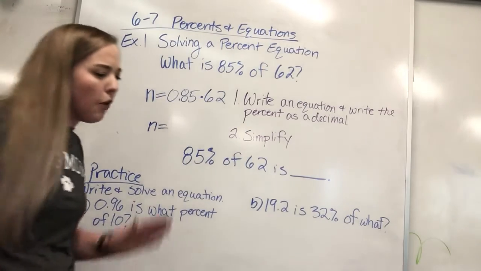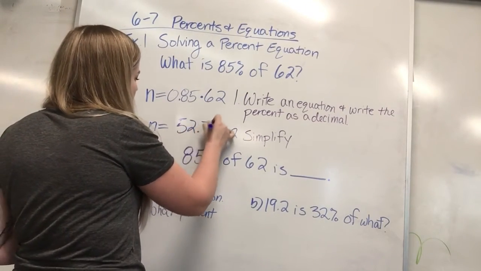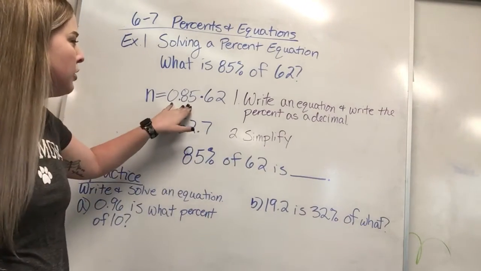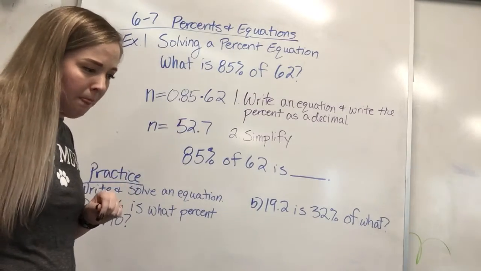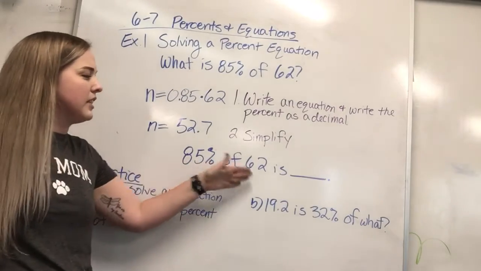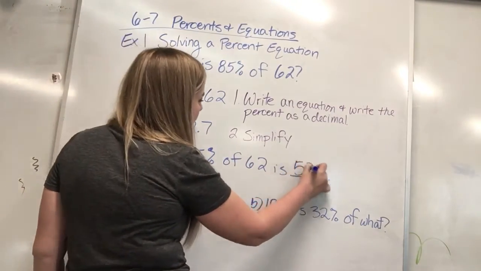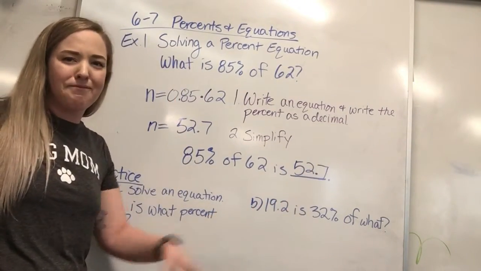All right, so what you should have gotten, hopefully we did, fingers crossed, is 52.7. So again, when you multiply 0.85 times 62, you should have gotten 52.7. And so then let's finish our statement. 85% of 62 is 52.7. Not too crazy, right?